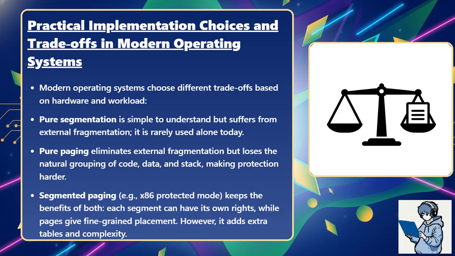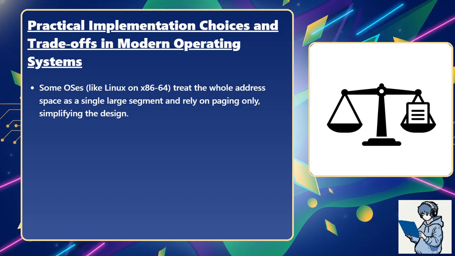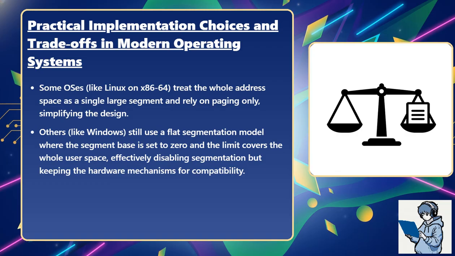Segmented paging keeps the benefits of both. Each segment can have its own rights, while pages give fine-grained placement. However, it adds extra tables and complexity. Some OSes treat the whole address space as a single large segment and rely on paging only, simplifying the design. Others still use a flat segmentation model where the segment base is set to 0, and the limit covers the whole user space, effectively disabling segmentation, but keeping the hardware mechanisms for compatibility.